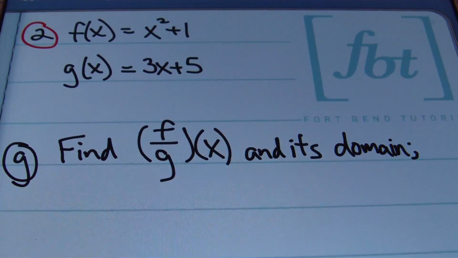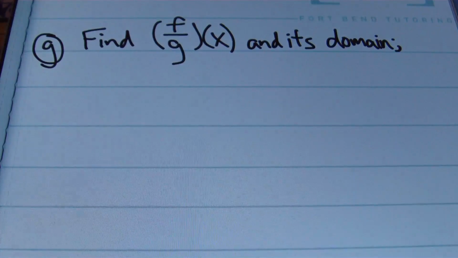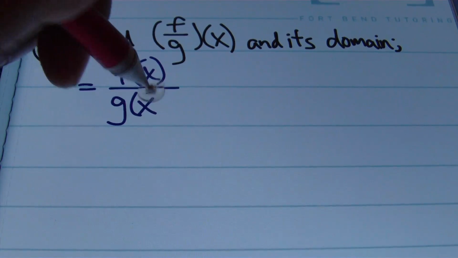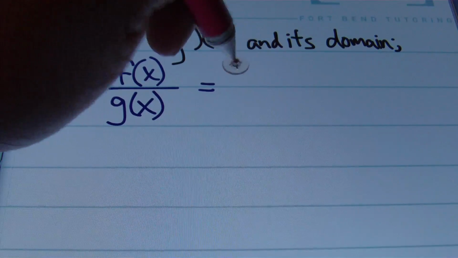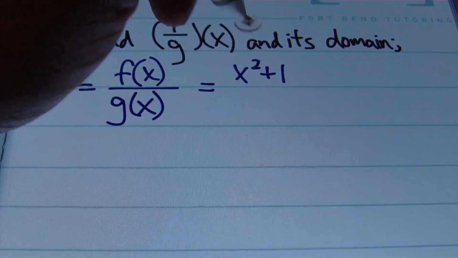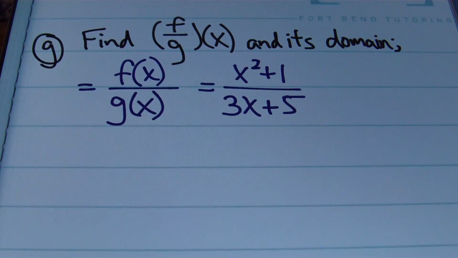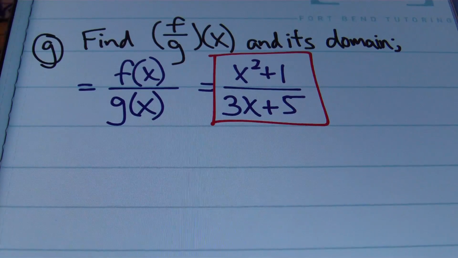In problem number 2, we're still using the same f and g functions. However, in part G, they want us to find f divided by g of x and its domain. First, we need to find f of x divided by g of x. My f function is x squared plus 1 and my g function is 3x plus 5. I cannot factor or simplify that any further, so this is my f divided by g of x.